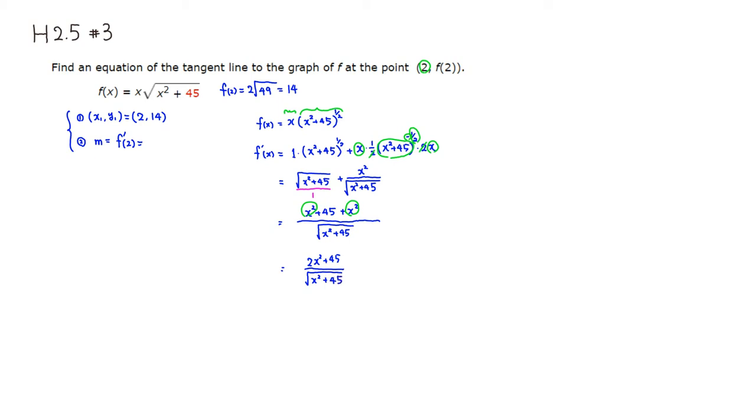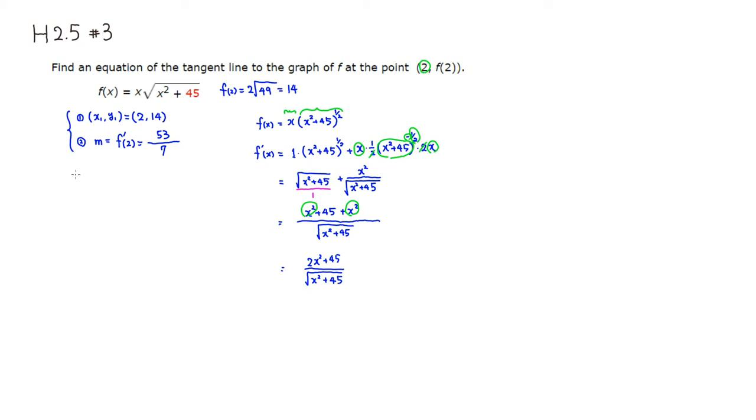So we can find the slope by just plugging in 2 there. So 2 times 2 squared, so it's going to be 2 times 4, 8. 8 plus 45 is 53, so we have 53 here. Then you have, again, 4 plus 45, so square root of 49, so that's going to be 7. All right, so that's the slope.